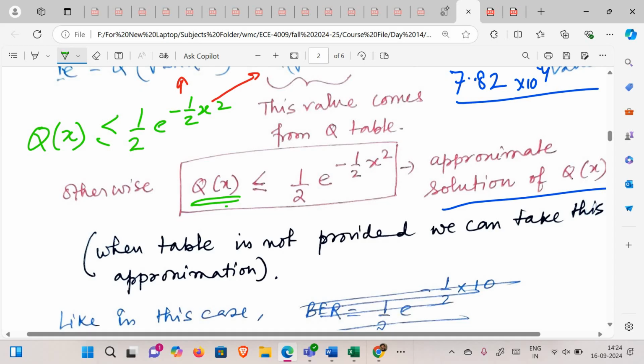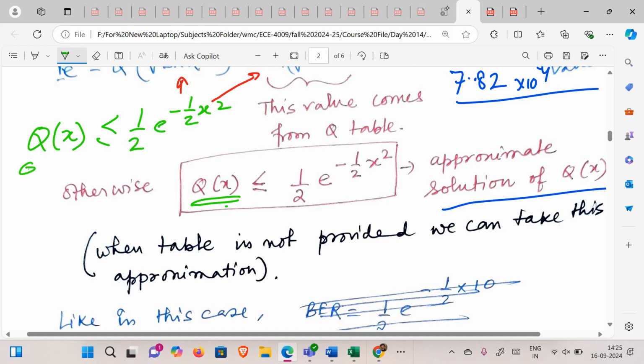So basically this indicates that Q of x can be approximated. This also has a condition. It can be proven as well, but we don't need that. If there is no table provided, which in most cases there won't be, because the Q function table is a pretty detailed one and you lose time on that, you just substitute Q of x equals half of e to the power minus x squared over 2. Well, x can be square root SNR. It can be g of SNR, you will see sometime later. So whatever the value is inside.